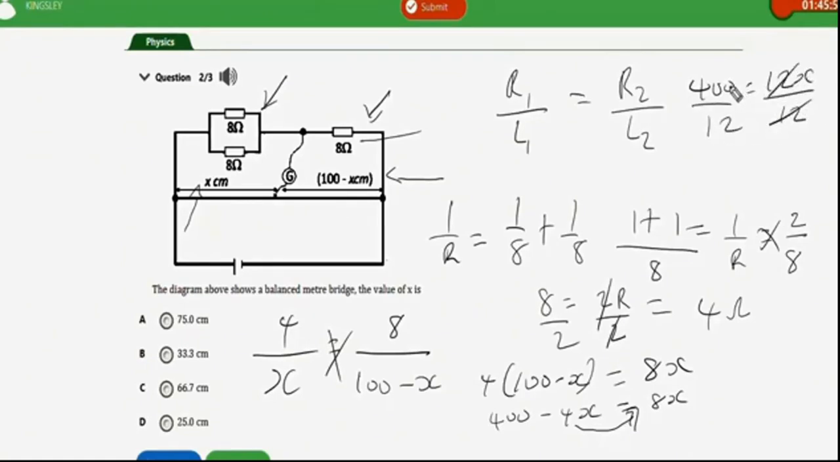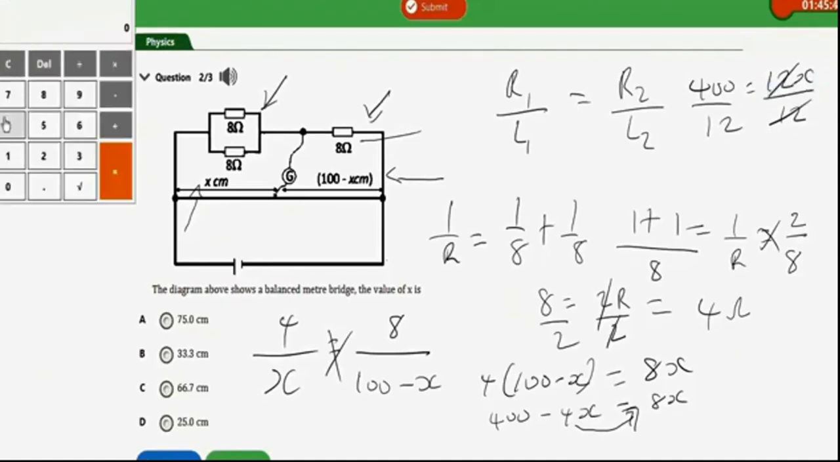Okay, so let's punch this now in the calculator and see what it's going to give us. So we have 400 divided by 12. The output is what? 33.33. So the correct option is option B. The initial length is 33.3 cm. Okay, so it's as simple as this.